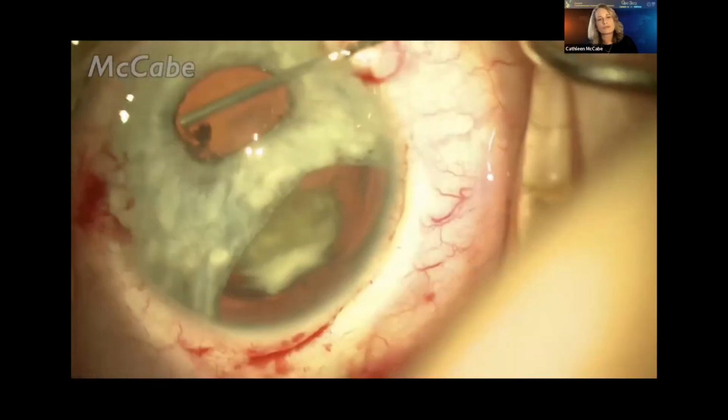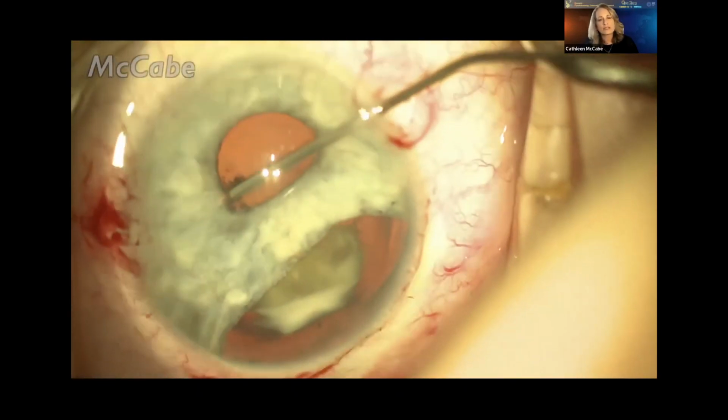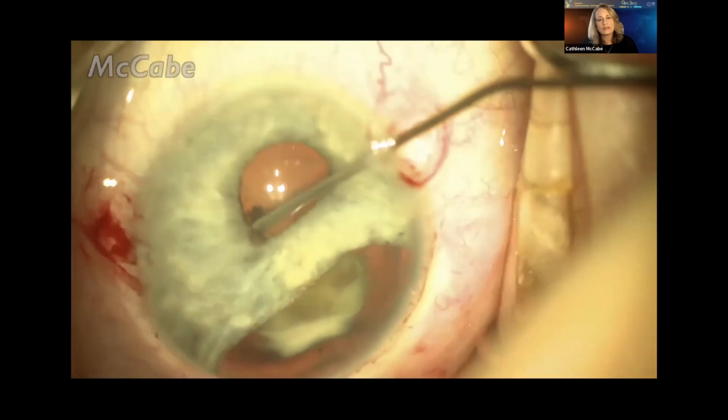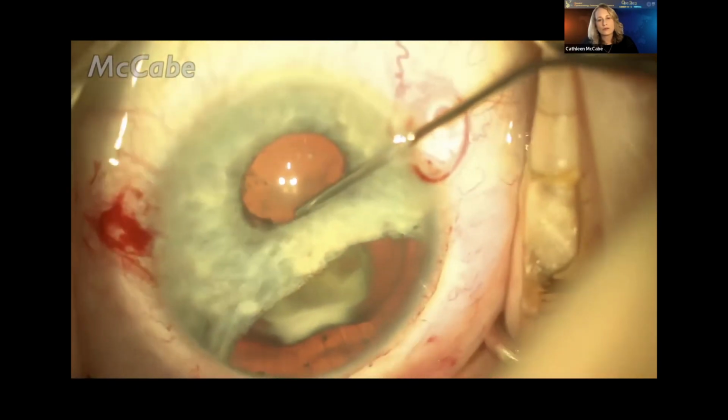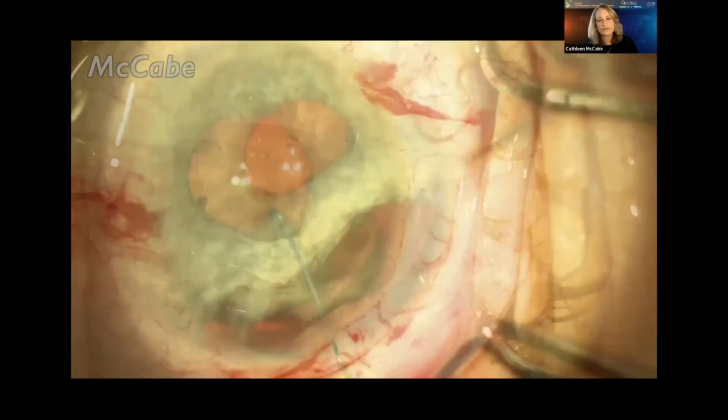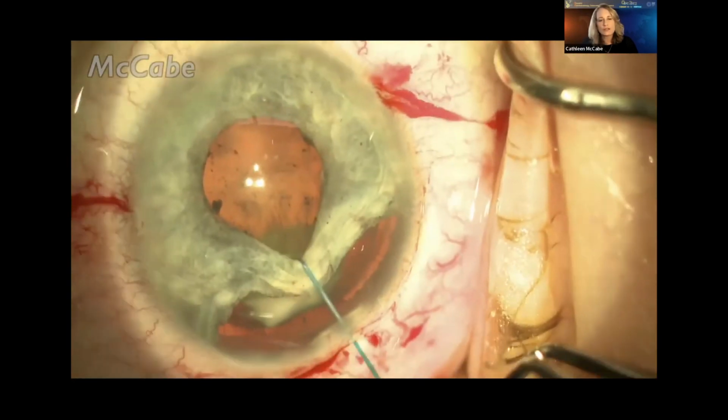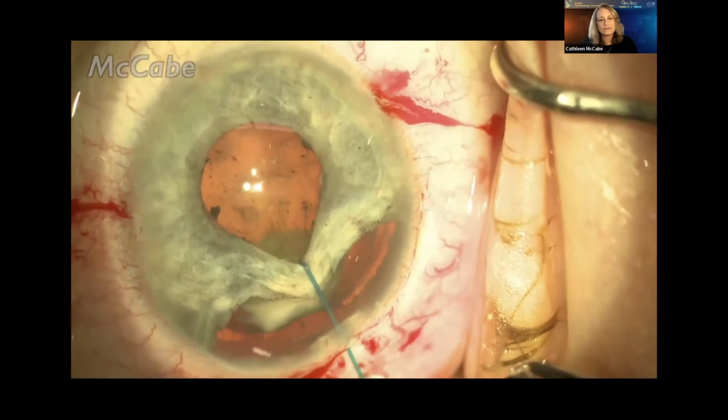But there is some posterior synechia. We do know this iris is probably very thin or not functioning normally, not looking normal in that margin, just because it's been dislocated for so long. So the first part is just to keep the iris safe.